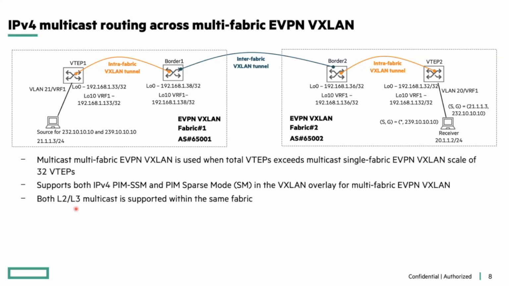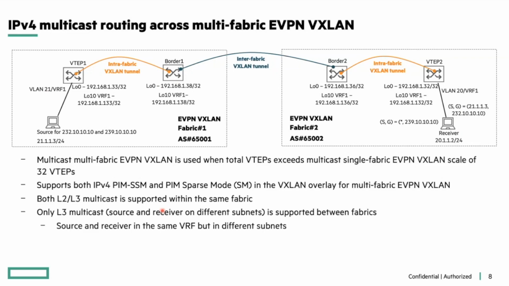Both layer 2 and layer 3 multicast are supported within the same fabric, but between fabrics only layer 3 multicast is supported. You need to route, and the source and receiver must be on different subnets. So only L3, only routing, is supported between fabrics. It can be the same VRF, but they need to be in different subnets. You can see here, my receiver is on the 20 subnet, my source is on the 21 subnet.